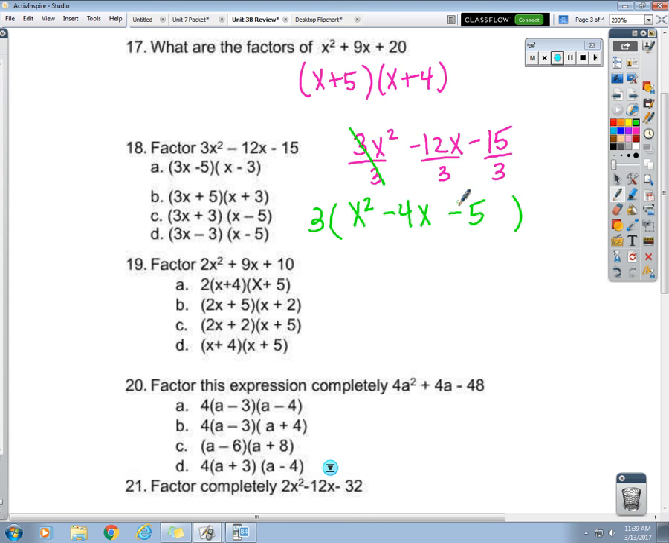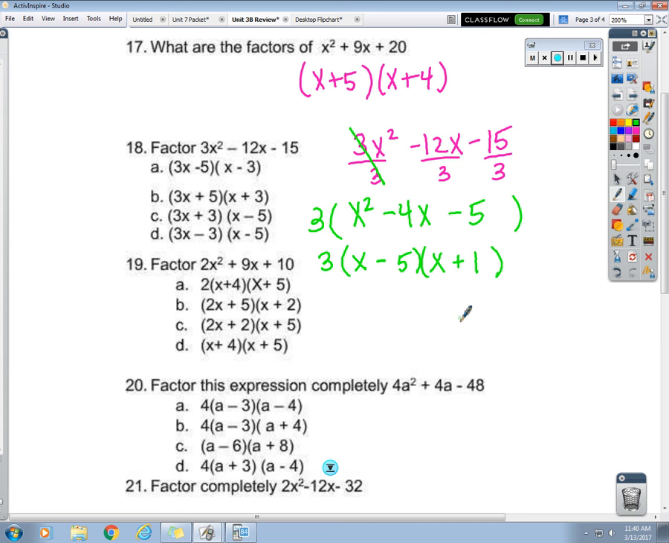But I don't see any answers that look like that. So what should we do next? Bubble method. The bubble method, we're looking for the two numbers that multiply to a negative 5 and add to a negative 4. Well, since 5's prime, there's only two numbers that multiply to give you 5. 5 and 1. But what would the signs need to be to add it to a negative 4? Negative 5 and positive 1.